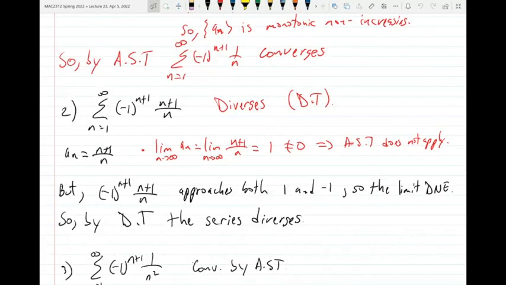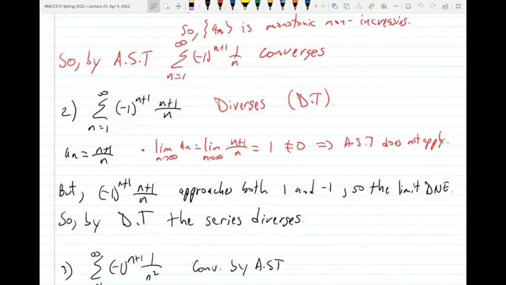First of all, notice that we cannot use the alternating series test here. It is alternating, but one of the conditions failed. The limit is equal to 1. It's not equal to 0. So that means the alternating series test does not apply. We cannot use it. However, because of this, we can now use the divergence test.